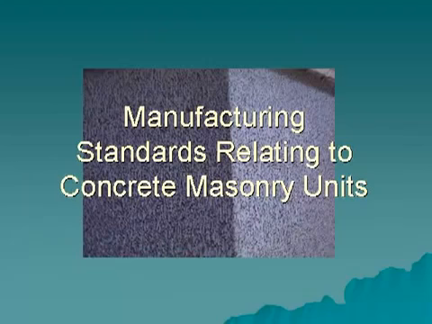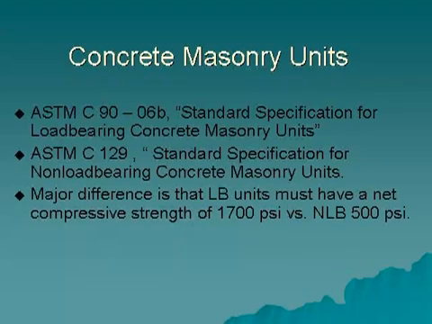Let's review some of the ASTM standards relating to concrete masonry units as a concrete product. These are sometimes referred to as manufacturing standards, since block producers seek to ensure compliance with these standards. The primary standard used by block manufacturers is ASTM C 90, the standard specification for load-bearing concrete masonry units. There is also a standard ASTM C 129, specification for non-load-bearing concrete masonry units.